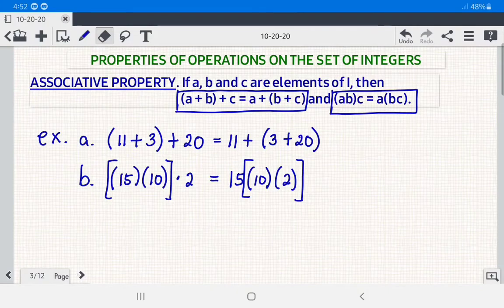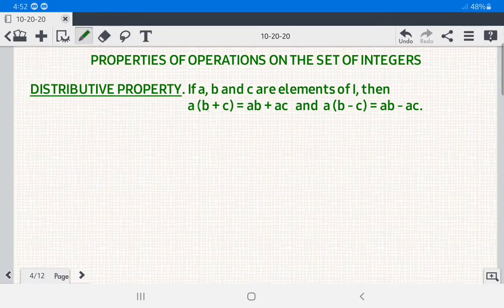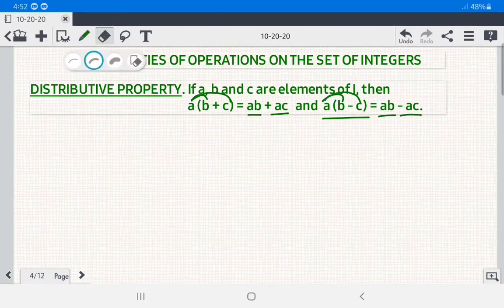Okay? Next, how about the distributive property? If A, B, and then C are elements of I, then A times the quantity of BC is equal to AB plus AC. So, you will just multiply A times B, we have AB. A times C, we have AC. And also, if we have A times the quantity of B minus C, so you will just multiply A times B, that is AB. A times negative C, we have negative AC.